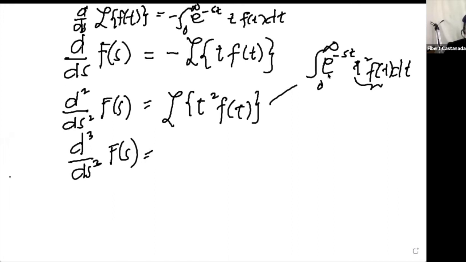So it's negative t times e raised to minus st. So my negative t also multiplied to t squared, it will become negative t cubed na. So Laplace of t cubed f of t.